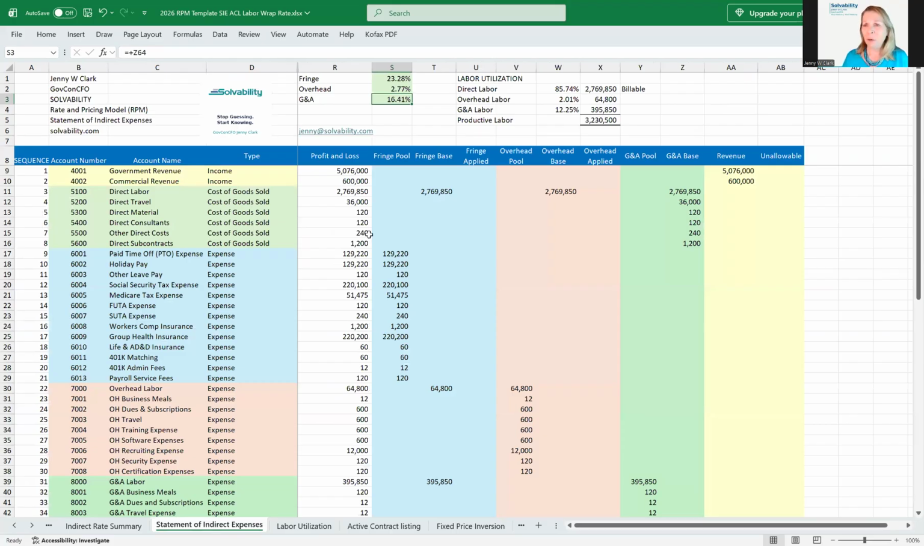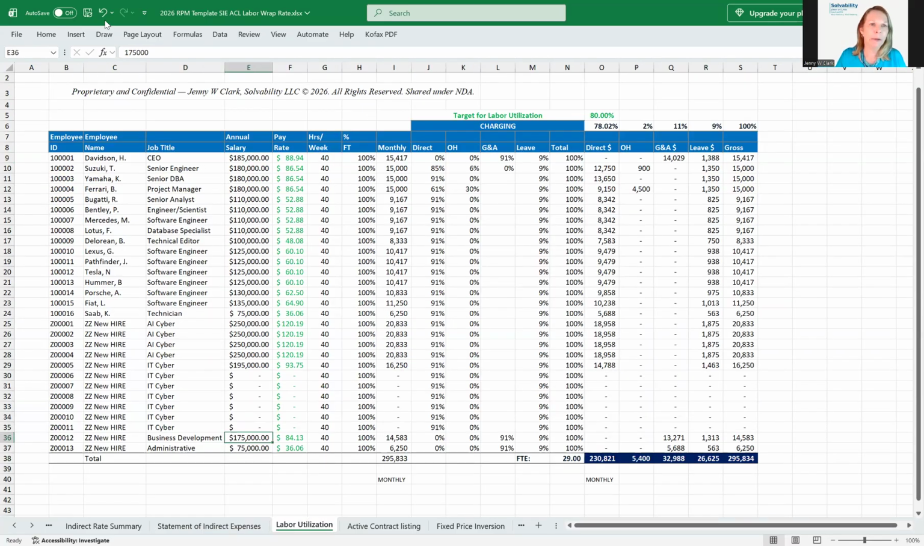G&A went to 16.41%. Because I don't have as many billable people, my revenue would have also dropped down, which means my profit went down. I overran my rates. There's so many ways that this affects us. Okay, let's go back to the labor utilization. I'm going to hit undo a bunch of times, put us back to where we were.